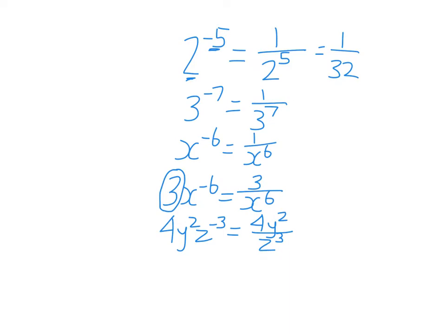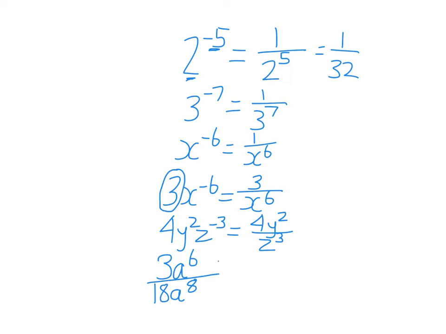Okay? So let's look at another example. Let's say we have 3a to the power of 6 over 18a to the power of 8. So we're going to use previous index laws to simplify this one.